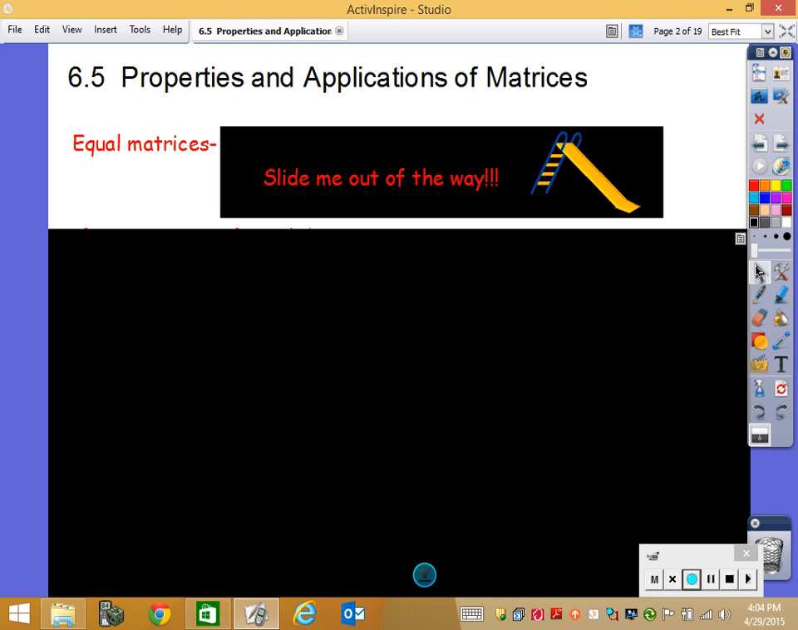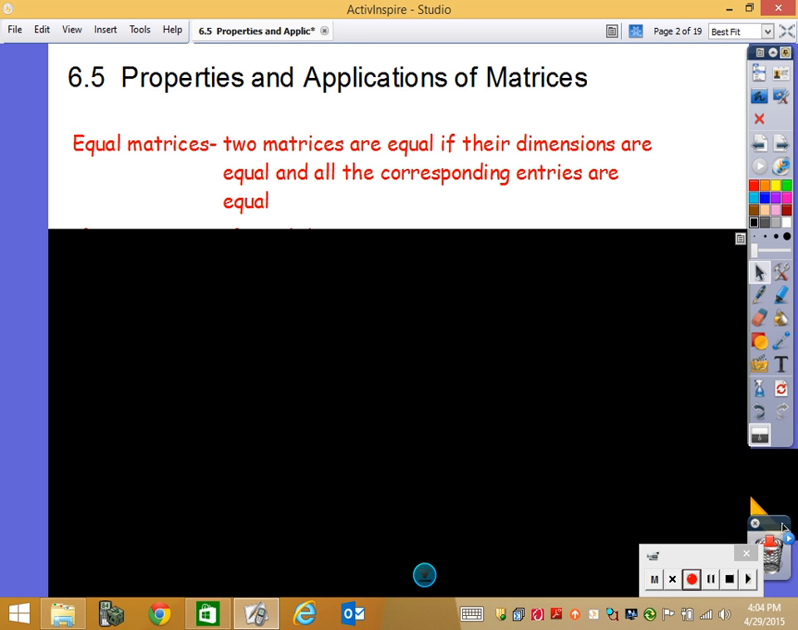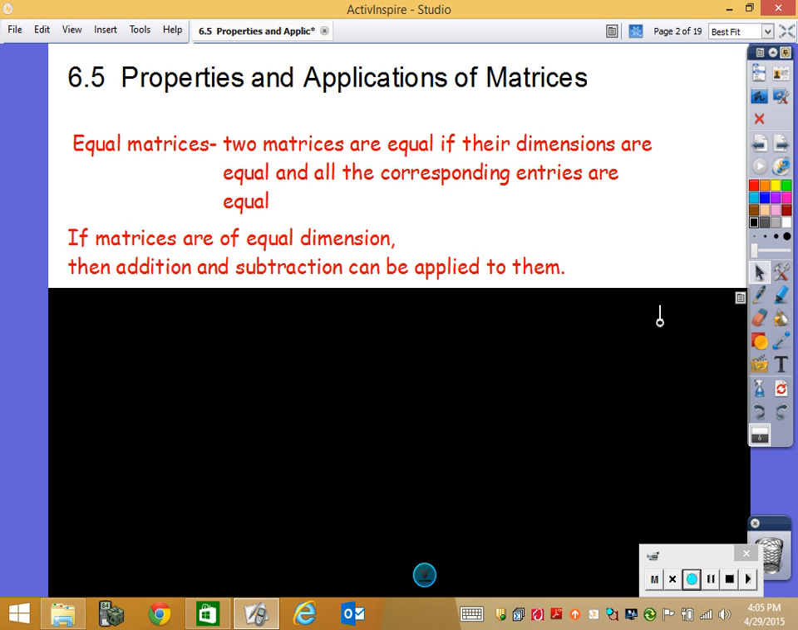First of all, matrices are considered equal when two matrices have the same dimensions and every corresponding element is equivalent. If matrices are of equal dimension, then you can start applying operations to them. The first two we'll apply are addition and subtraction.